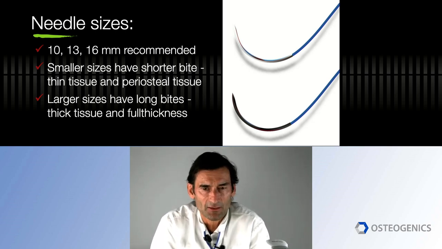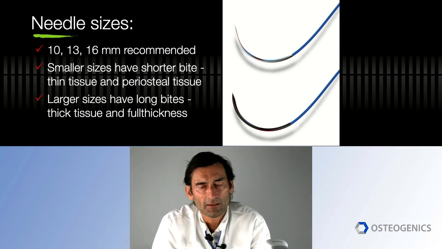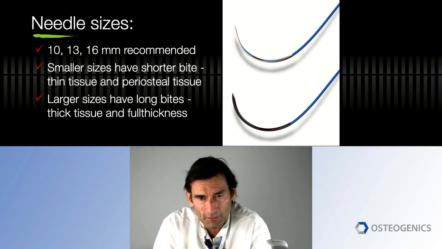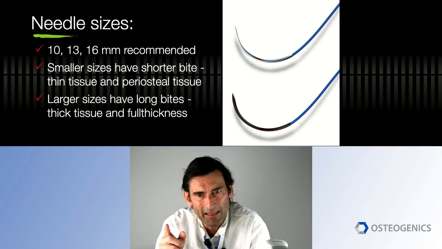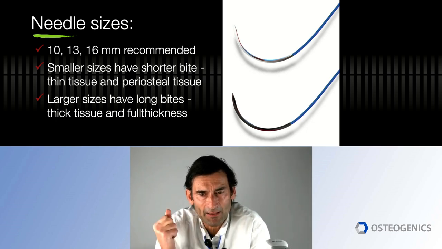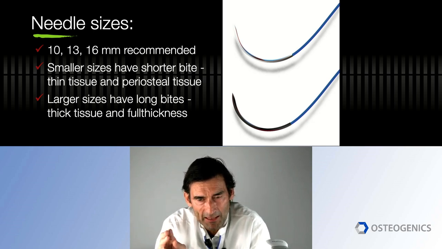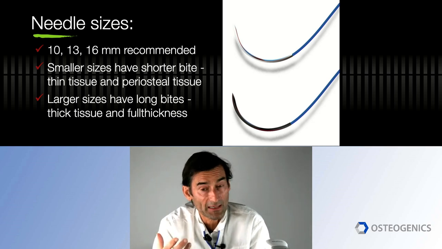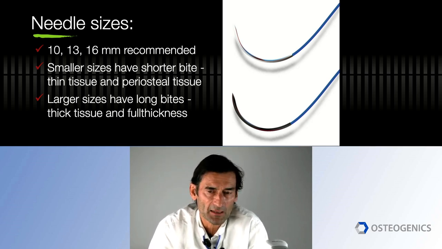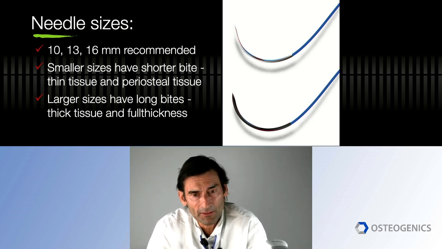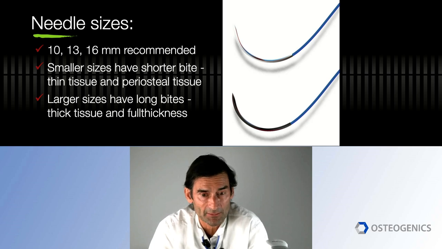Now let's talk about needle sizes. Also really important, because many clinicians don't pay too much attention to that. You have to remember that the needle has a curve with a certain length. The smaller sizes, let's say 10 millimeter, have shorter bites. When you have very thin tissue, maybe some periosteal tissue, it's really nice to go with a small needle through that area because it gives you a quick turn, and there's very little trauma to the tissue because it's so thin. But obviously a 10 millimeter needle is not going to be very helpful when you have a thick flap. That's why we then use longer needles, like a 13 or even 16 millimeter needle.